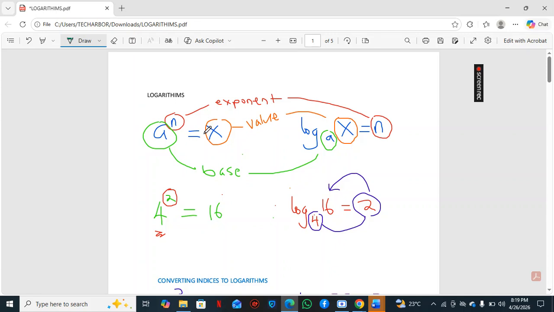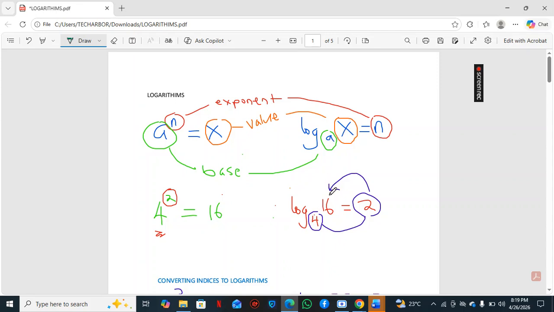Just remember this diagram here, and remember the meanings. For indices, the base is just the number that you're raising to a power. With logarithms, the base is the number which is written as a small subscript. The exponent with indices is the power that you've raised to. With logarithms, as you can see, the exponent is put as the result or as the answer. Then your value. When you raise a certain number to a certain power and you get that value, in terms of logarithms, that value is attached with the base.